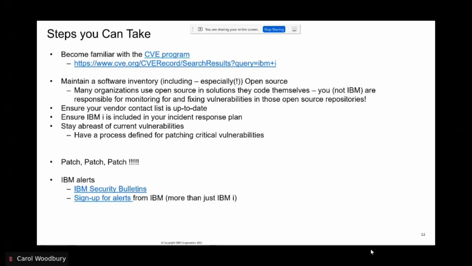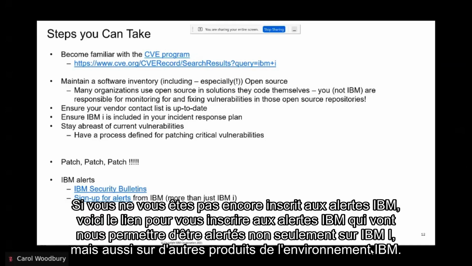So if you have not signed up for IBM Alerts, this is the link to how to sign up for IBM Alerts. That will allow us to be alerted on not just IBM i, but you can choose other products within the IBM family to be alerted on.